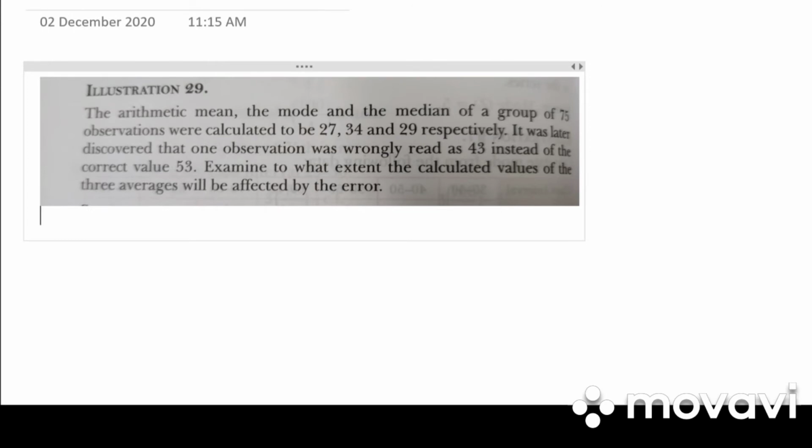The arithmetic mean, the mode and the median of the group of 75 observations were calculated to be 27, 34 and 29. It was later discovered that one observation was wrongly read as 43 instead of 53. Examine to what extent the calculated values of 3 averages will be affected by the error. So we know n is 75. We know arithmetic mean is 27.